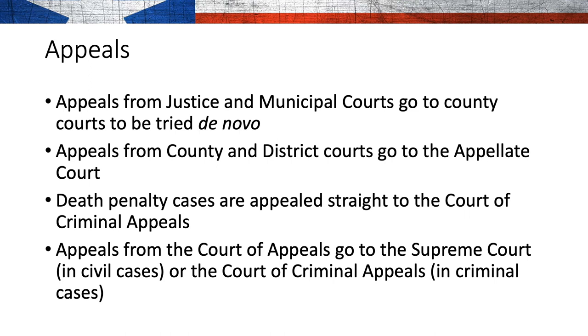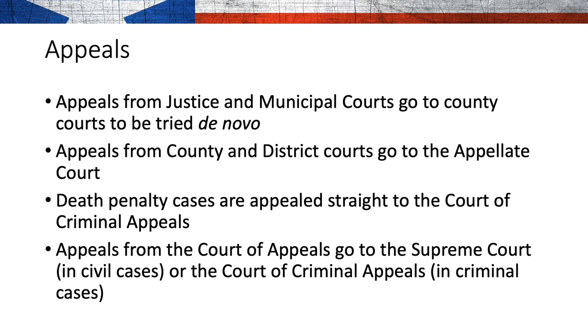Now, appeals, again, from the justice and municipal courts go to the county courts to be tried de novo. And what that means is anew, or from the very beginning. So it's tried as if there's never been a trial before. And so the county courts will hear evidence, and they will basically be giving a do-over to the trial.